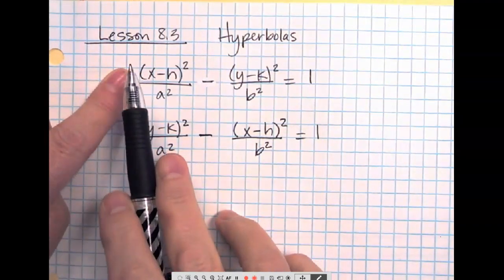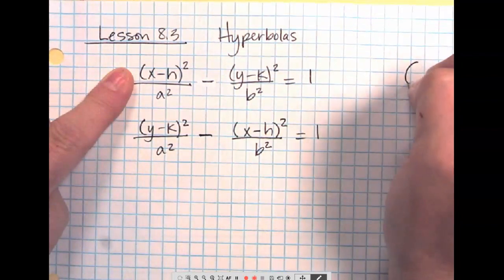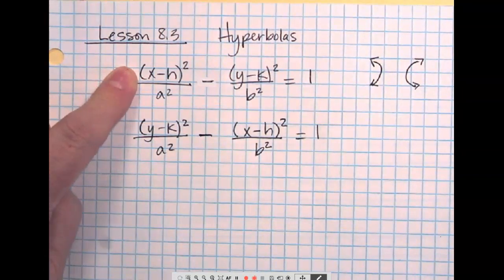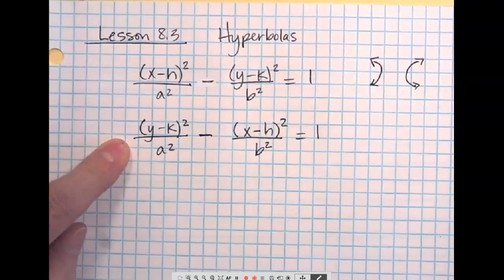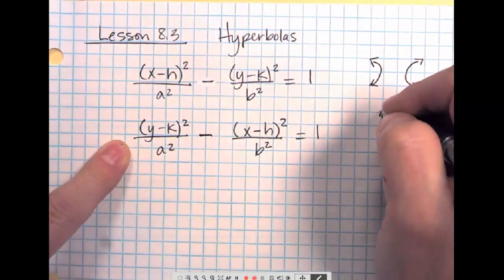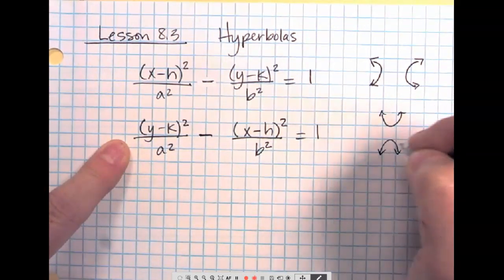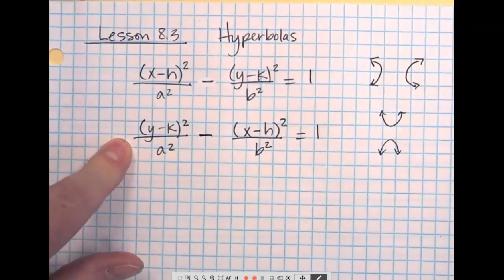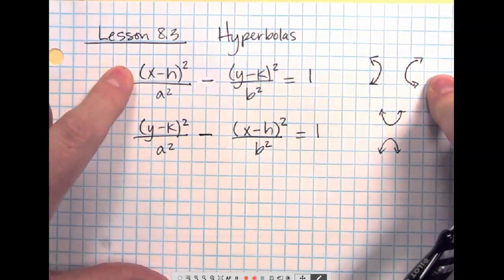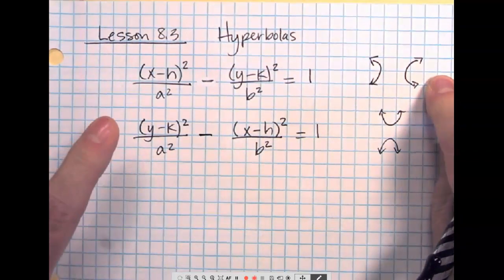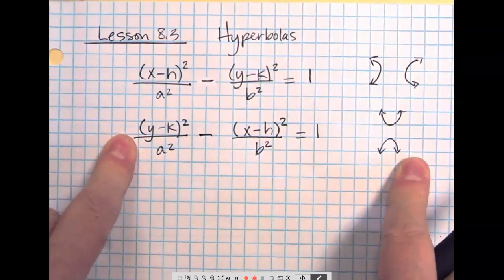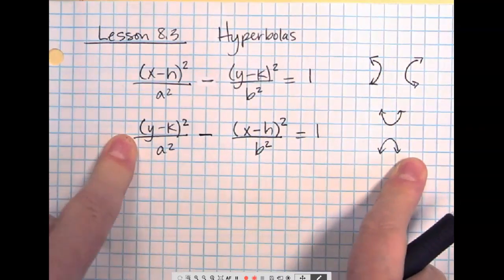because it's following the subtraction. So if the x term is positive, then you have horizontal curves, which means they open up left and right. If the y term is positive, and the x term is being subtracted, then that's what creates a vertical hyperbola, where the curves are going up and down. If the x term is positive, then you have a horizontal hyperbola, and the curves go left to right. If the y term is positive, then you have a vertical hyperbola, and the curves go up and down.